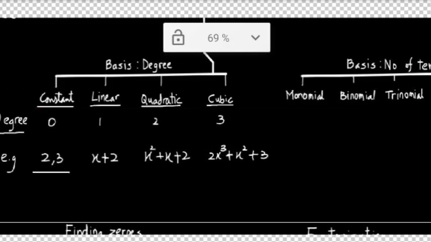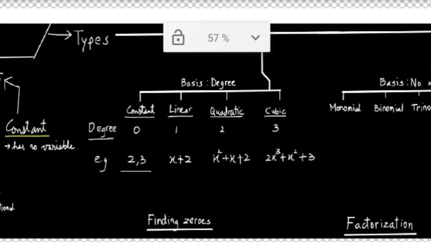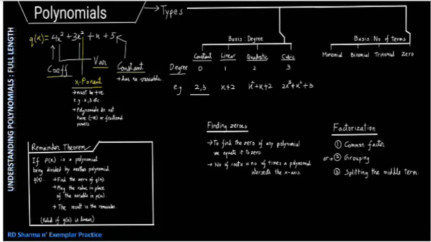And as you can notice, the constant polynomials do not have a variable associated with them, whereas the linear, quadratic, and cubic polynomials consist of variables. And in case of linear, the variables are of a maximum power of 1. The quadratic polynomials have variables carrying maximum power up to 2, and cubic polynomials have a degree of 3. Now, degree refers to the maximum power carried by a variable in this expression.